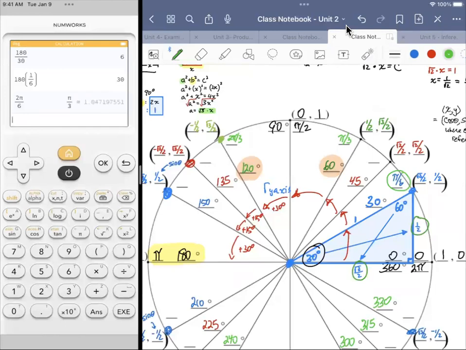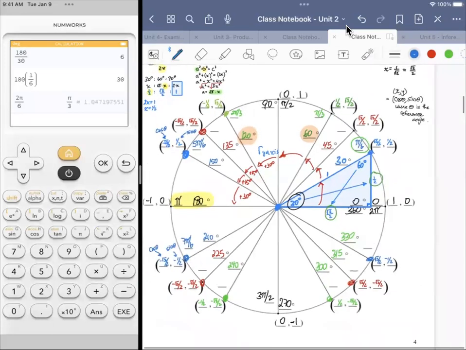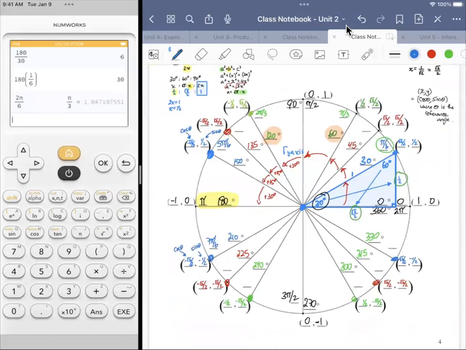For example, if I take 30 and multiply it by 5, I'll get to 150. So I'm going to take my pi over 6, multiply it by 5, 5 pi over 6, and that's going to get me to a radian equivalent of 150 degrees. Same idea with the 210. How can I get from 30 to 210? Multiply by 7. So 7 of those pi over 6s will get me to 210. If I want to get 240, I would need 8 of those pi over 6s, which is equivalent to 4 pi over 3.